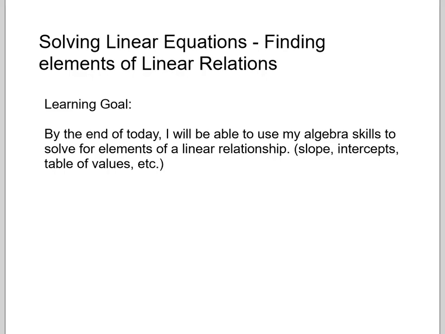Okay, so the focus of chapter 4 is on solving equations, but we are going to merge a little bit of solving equations with some of the linear relationship stuff we've been working on from chapter 3. And the whole big plan is to bring it all together in chapter 5 quite nicely. So today we're going to use some of our linear equations and algebra skills to find parts of a linear relationship. So the slope, the intercepts, table of values, those types of things. So we're going to put it in action.